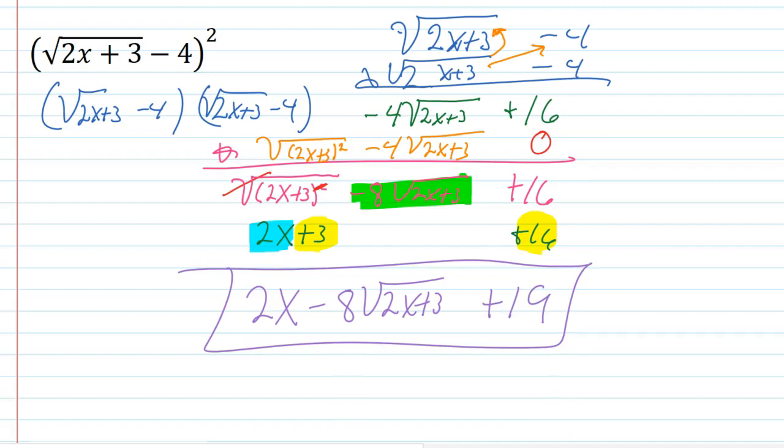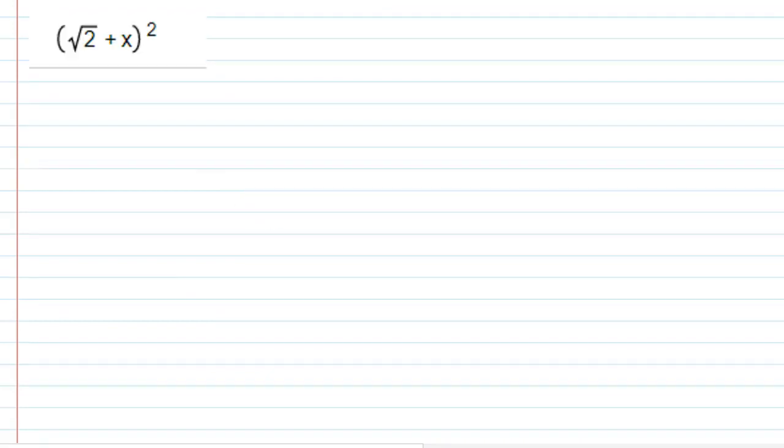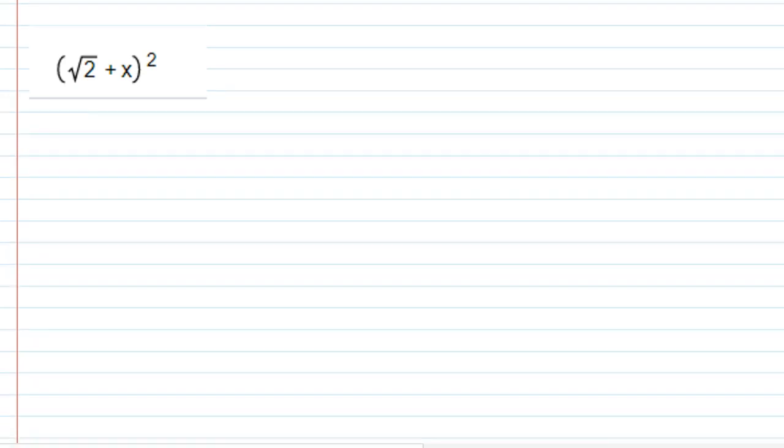That should sound kind of familiar. Here's one more perfect square. This one is written backwards with the x on the outside. So pause the video, try it on your own, and then check back to see if you got it right.